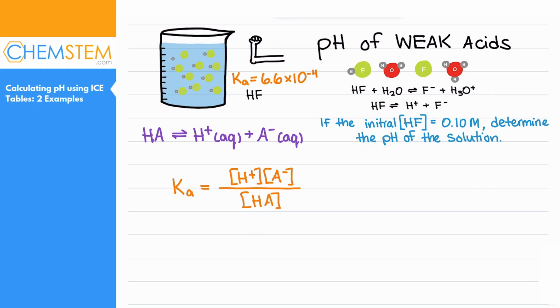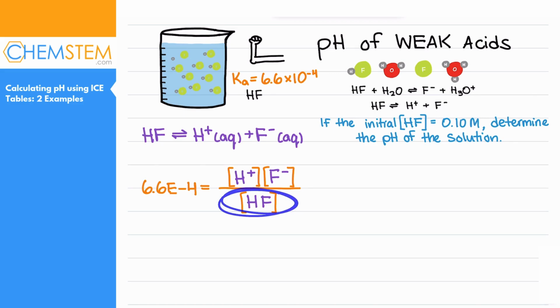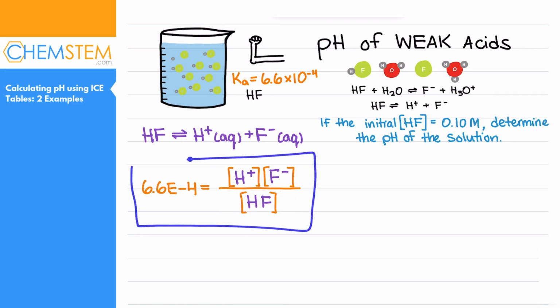But since we're talking about hydrofluoric acid, we can replace these with the actual substances in our problem. So here is what the acid dissociation expression looks like for hydrofluoric acid, but we still need to replace the Ka with the actual Ka for HF. This is where ICE tables come in, because it's a common mistake for people to take this 0.10 molar and plug it in here, but this is for the case at equilibrium.